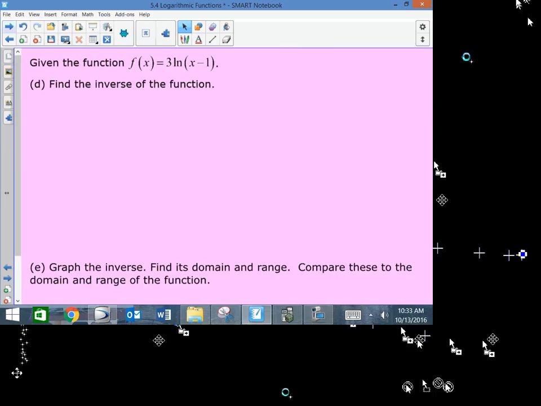Okay. Same function. We're going to do the inverse. You think you all can find the inverse? Go for it. Do you have a question? No. Range is negative infinity to infinity, vertical asymptote x equals 1. Okay. Looking for an inverse? Negative infinity to infinity. All right.